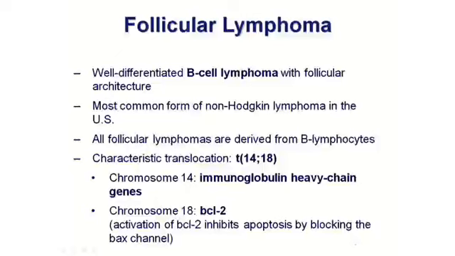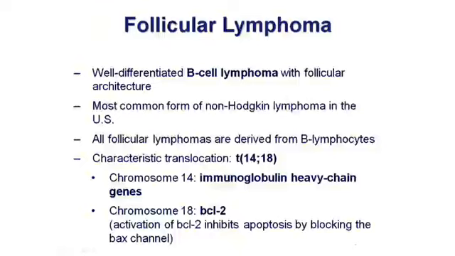This one's going to be our well-differentiated B-cell lymphoma with a follicular architecture. However, microscopically, the key is when you see the neoplasm, you're going to see follicles in the cortex and medulla. That's your effacement or disruption of the architecture you're going to look for. Considered the most common form of non-Hodgkin lymphoma in the U.S. Okay, the follicles come from B cells. So it's a B cell tumor, so things like CD10, 19, and 20 will be positive.